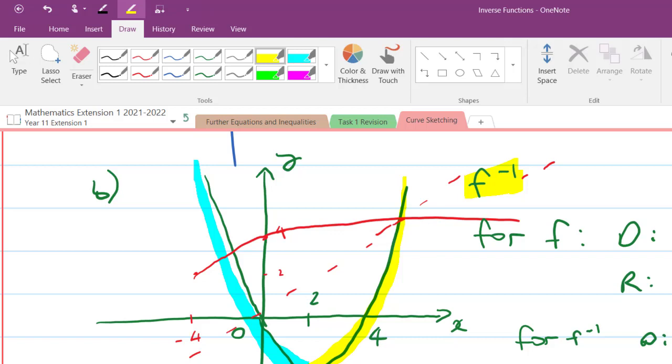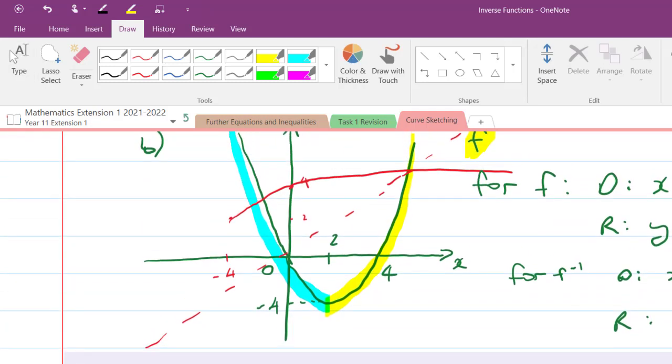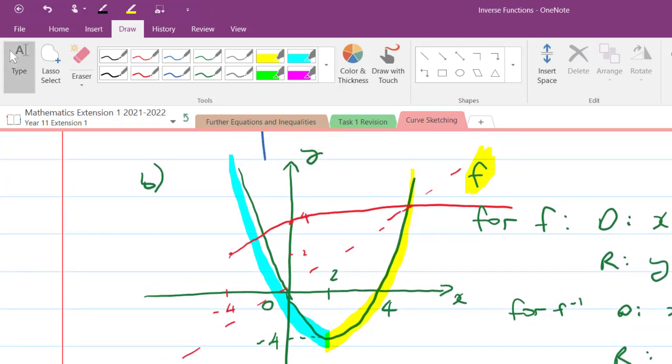Is f the blue one, right? No, f is the yellow one. That's why I've highlighted them both yellow. Sorry, I see the confusion. Okay, that makes sense. Is that the inverse for yellow? Yes. We did everything there for the yellow one. What is that asking? We're not up to that yet.